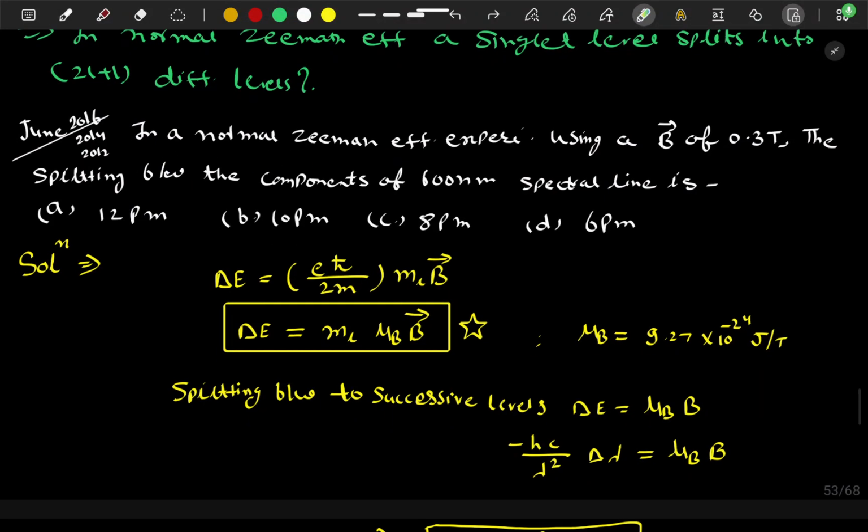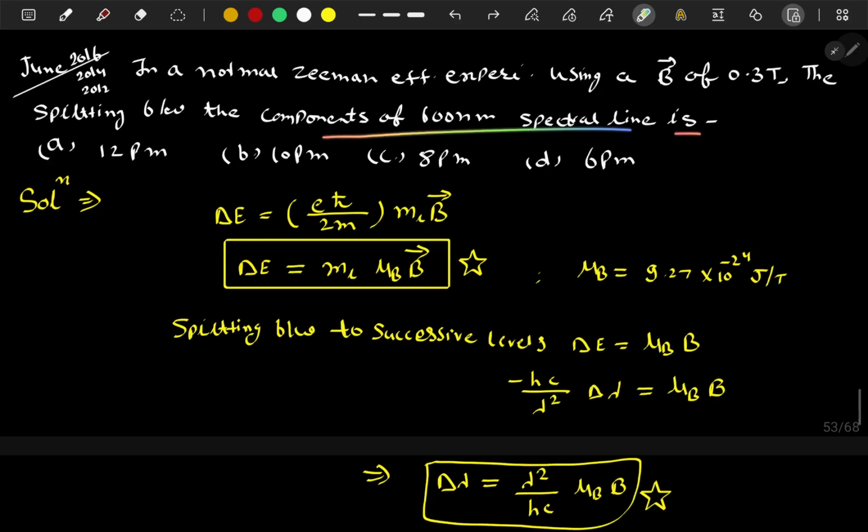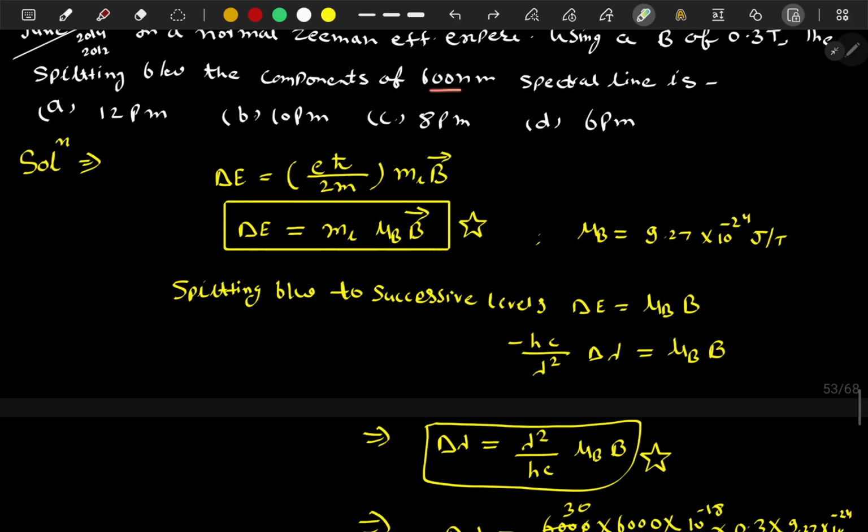Good evening. So let's discuss some numericals. In a normal Zeeman effect experiment using a magnetic field B of 0.3 Tesla, the splitting between the components of a 600 nanometer spectral line is what we have to find out. The magnetic field is given and the wavelength is given.